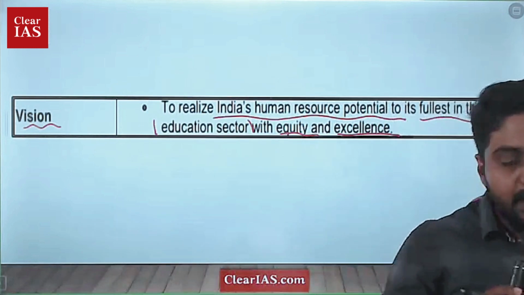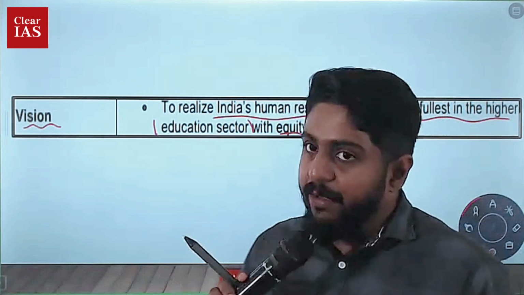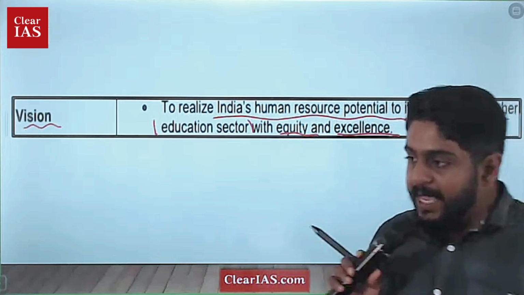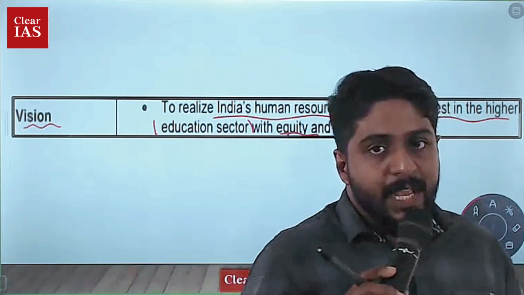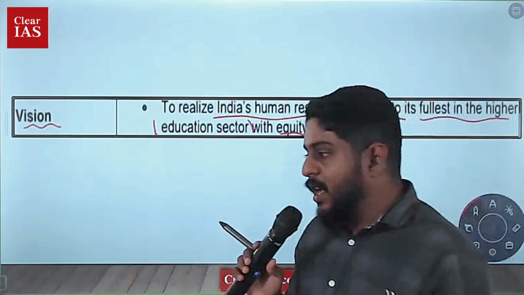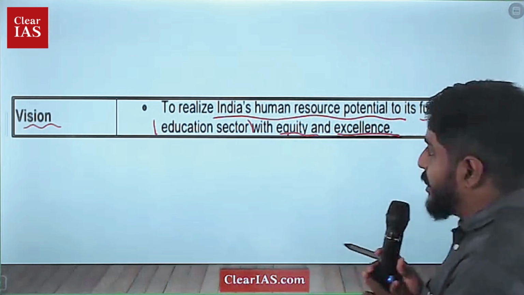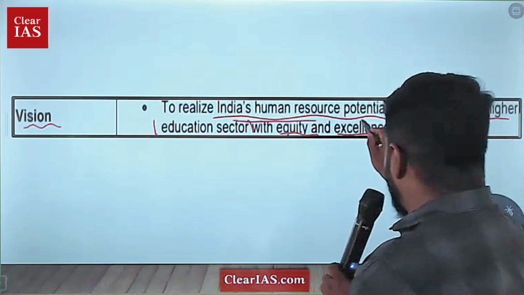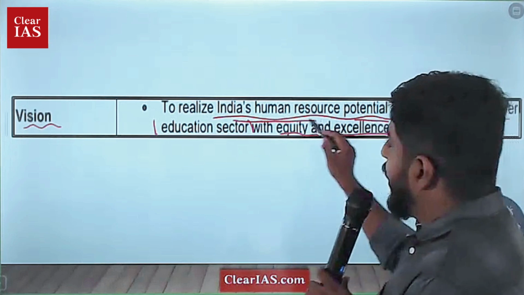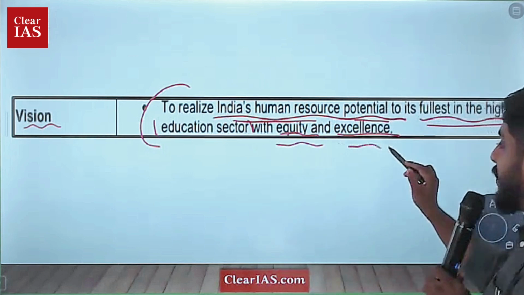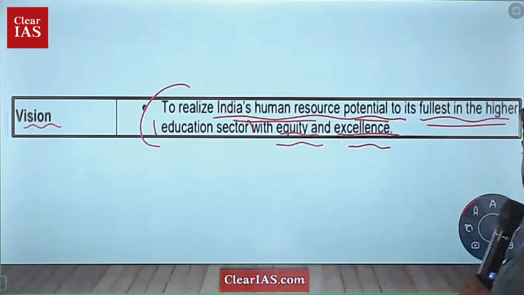Equity is taking into consideration the situation of that particular individual or group of individuals, and then providing some kind of necessities. Equality means you are equally distributing the privileges or the resources. So what is more forward, more positive, is equity. In the Department of Higher Education, their vision is that India's human resource potential in the higher education sector needs to be realized to its fullest with equity and excellence. So this is what the vision is all about.